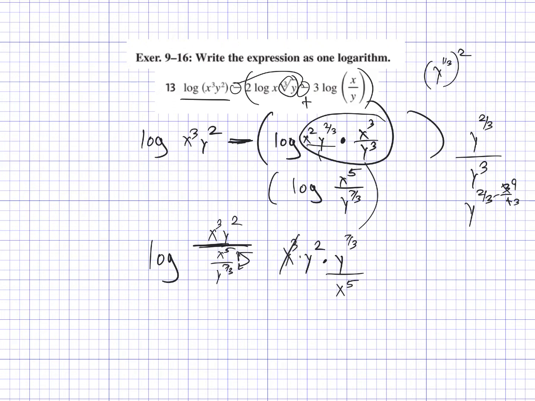3 of those cancel with 3 of these, leaving 2. And 2 plus 7/3, get a common denominator. That's 13/3. So y to the 13/3 over x squared. Final answer should be the log of y to the 13/3 over x squared. Yes, that's tough, but you just have to keep plugging away at them.